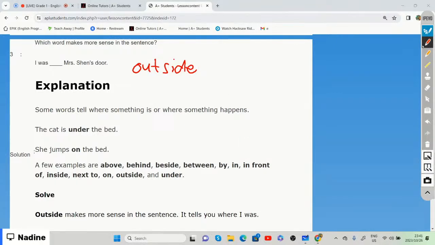And we call those prepositions. And once again, a few examples of the prepositions that we mainly use are above, behind, beside, between, by, in front of, inside, next to, on, outside, and under. And that is but a few common prepositions.